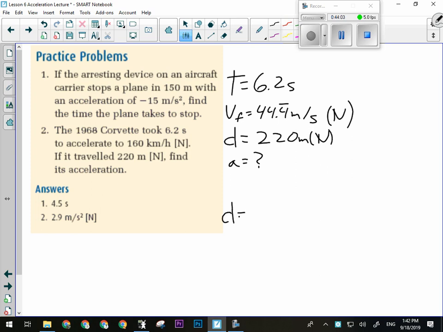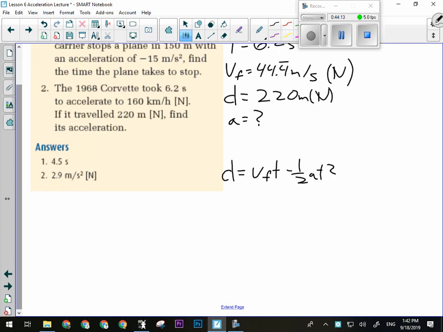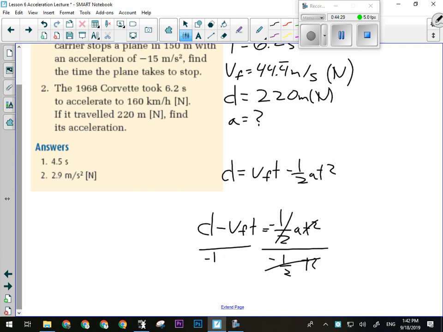So D equals VF times T minus 1/2 AT squared. If I want to get A by itself, I'm first going to subtract VFT over to the other side. So D minus VFT equals negative 1/2 AT squared. I divide both sides by negative 1/2 of T squared. Okay, that'll leave me with A on this side. Okay, and now I can solve for A.